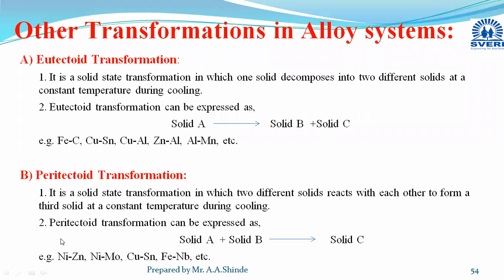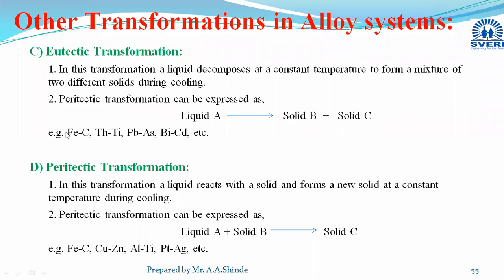Now, for easy recalling, for eutectoid transformation, Fe-C is there. Then for eutectic transformation, again Fe-C is an example. For peritectic transformation, again Fe-C is the example. So one example is there for these three transformations. Please try to remember this. In the second chapter, all these parts will get repeated again. This Fe-C is nothing but the iron carbon equilibrium diagram.